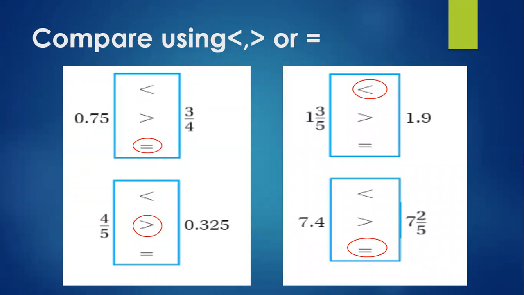Then the next one is 1 and 3/5. The fractional part 3/5, when you convert it, becomes 6/10. So it is 1.6, which will be less than 1.9. And the last one is 7.4 and 7 and 2/5. So 7 and 2/5, when you convert it into tenths, will be 7 and 4/10, which is again 7.4. So 7.4 is equal to 7.4.